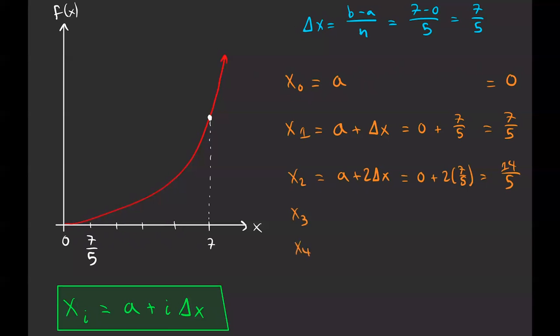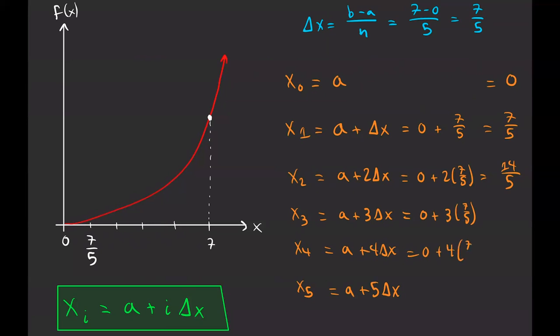x3, x4, x5: a plus 3 delta x. This is going to be a plus 4 delta x. This is going to be a plus 5 delta x. I'm just using this formula in the green, from the bottom left. 0 plus 3 times 7/5. 0 plus 4 times 7/5. I know this is kind of squeezed in here, but I'm hoping that it's seeming a bit repetitive and we're understanding what's going on here.